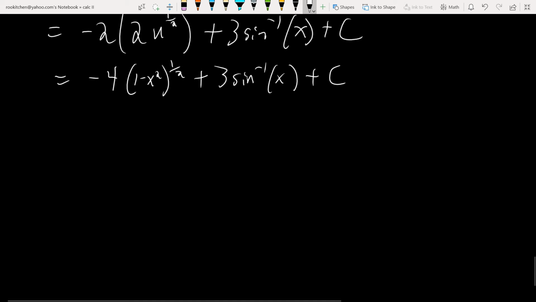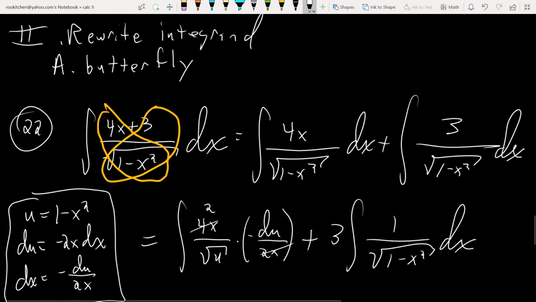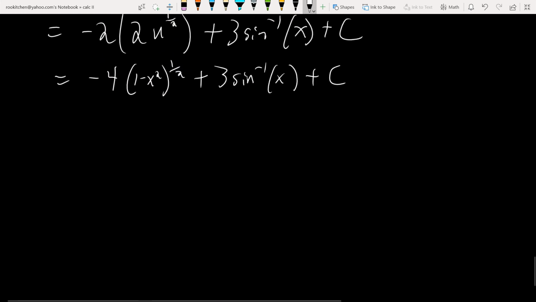Okay, so that's one way you can kind of figure this out. Another way you can rewrite the integrand is by completing the square. Okay, so completing the square.